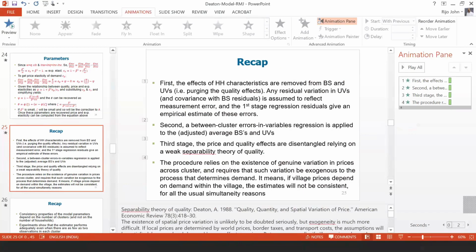quality. The procedure relies on the existence of genuine variation in price across clusters and requires that such variation be exogenous to the processes that determine the demand. It means if village prices actually depend on demand within the village, the estimates will not be consistent for all the usual simultaneity reasons. So this is very important. If we have reasons to believe that the village prices are determined by demand within the village, that means one of the crucial assumptions fails and the model doesn't hold.